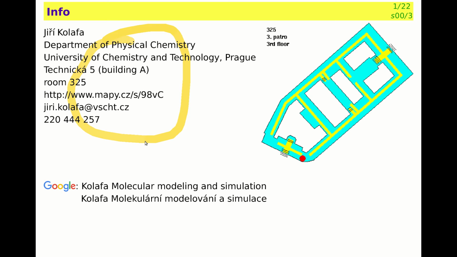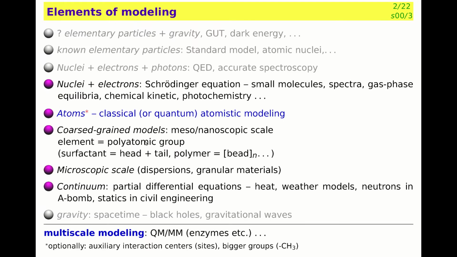And this course will be about molecular modeling and simulation. The first lecture is a popular introduction to this topic. Modeling is a very general word. We can model whatever we wish. In chemistry, we have several levels of modeling available. This course will be mostly about the so-called atomistic modeling. It means that the basic element of modeling will be atoms.